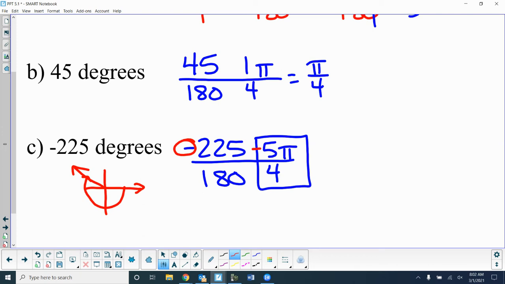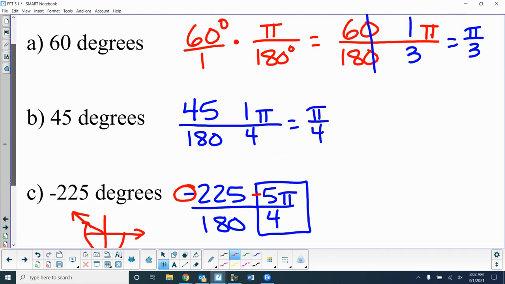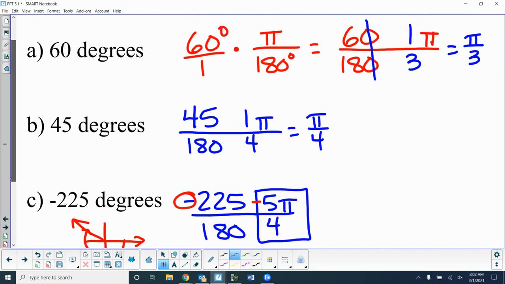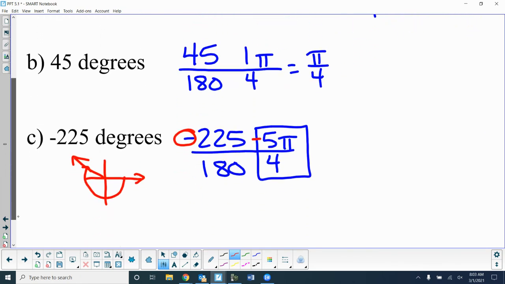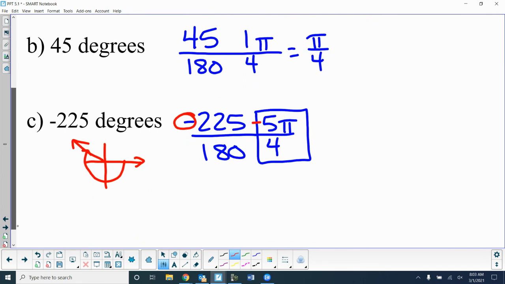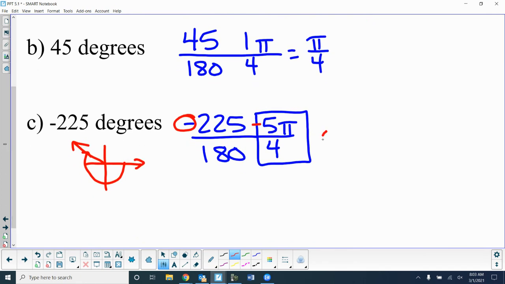Okay. So all we're doing is changing from degrees to radians or radians to degrees. So we okay with degrees to radians? Just divide the degrees by 180 and put pi in your answer, the numerator part or next to it. You know, this is okay too. Sometimes you'll see it like this. That's okay too. I usually just keep it in the numerator.